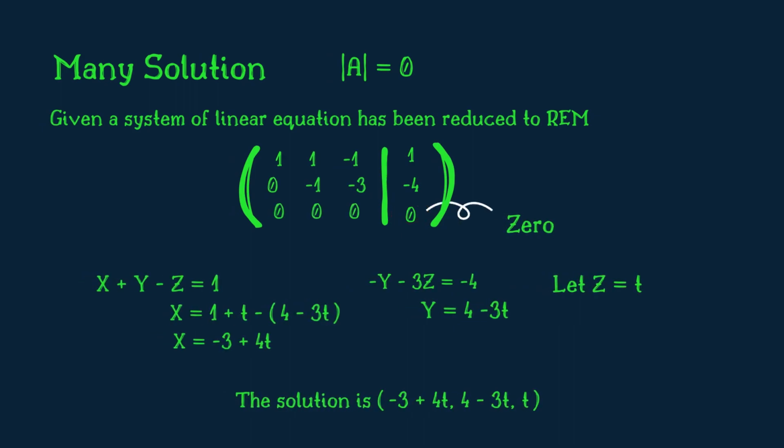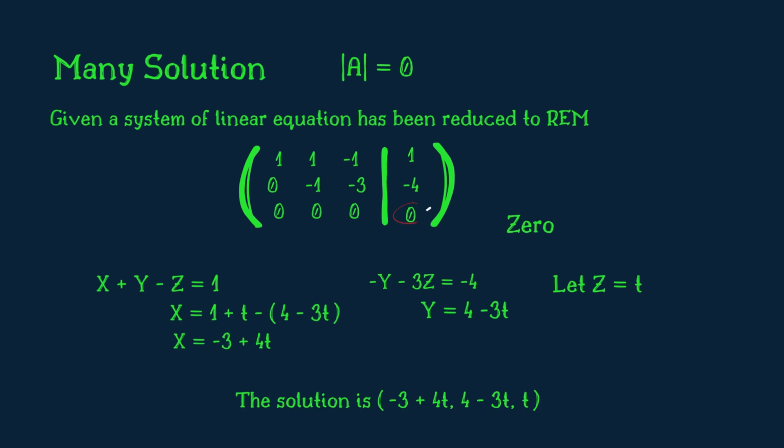This is an example of a matrix with many solutions. The determinant is calculated and is equal to 0. Therefore, we need to use elementary row operation to determine the type of solution. After the matrix is reduced to row echelon matrix using elementary row operation, we can observe that the C value in the third row is equal to 0. Hence, it has many solutions.